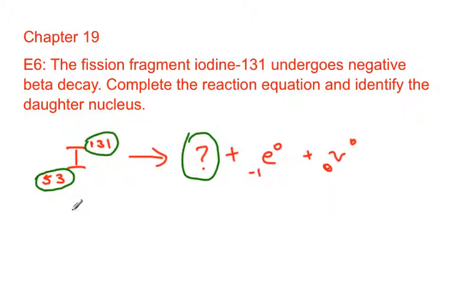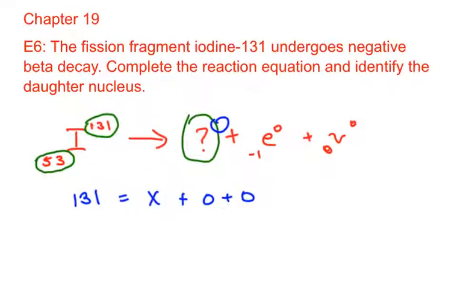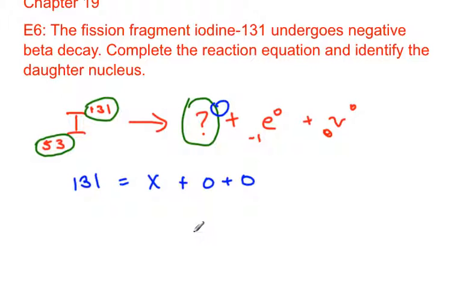So looking at the tops, we have 131 on the left. Then we have this 0. So I'm going to put an equal sign. 131 equals our x. So this has some number up here, plus 0 plus 0. So whatever daughter nucleus this is, it has a mass number of 131. So we know that this number right there is 131. So now let's do the bottoms.